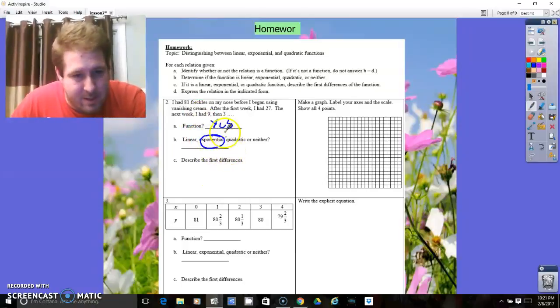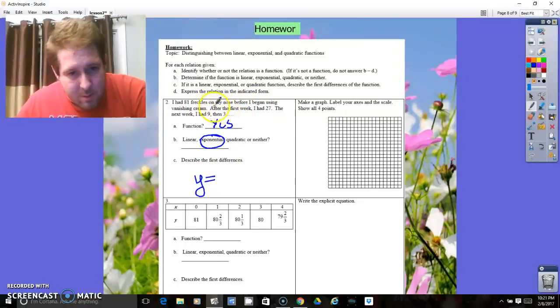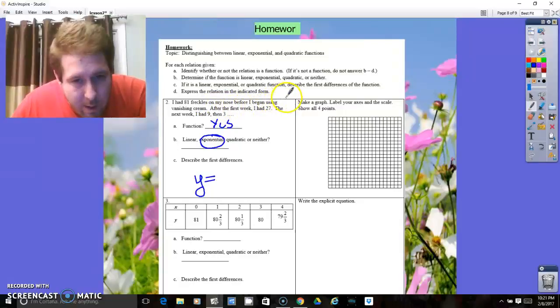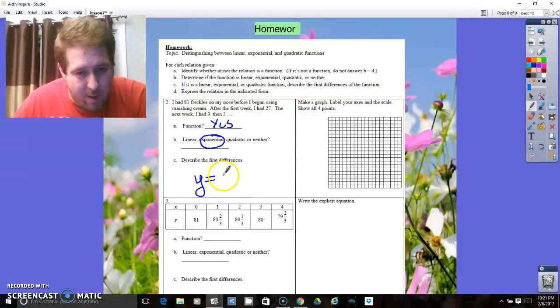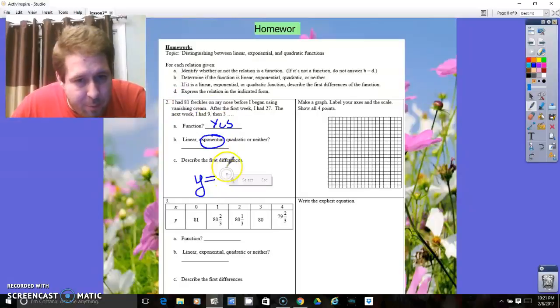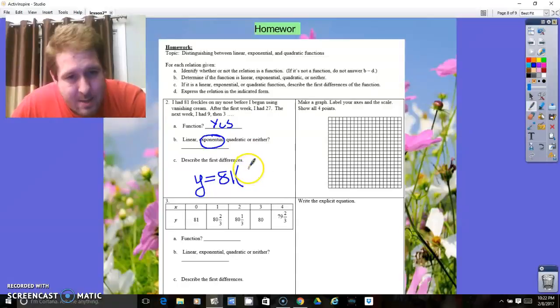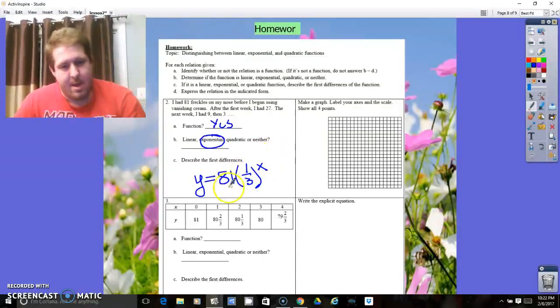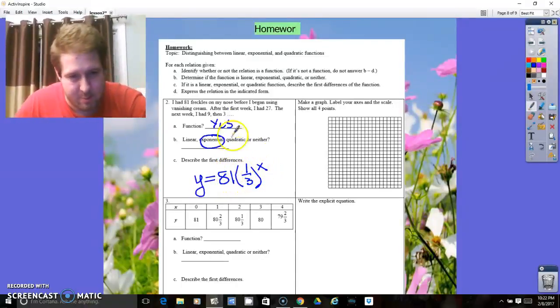Describe the first differences. So I'm now noticing that I'm just going to write the equation. After a week, I had 27, so at the beginning, I had 81. The rate would be 1/3. Starting point times rate to the power of x, so 81 times 1/3 to the power of x. And 81 was the starting point. I'm assuming that's the 0th term and not the first term. So I'm just under that assumption.